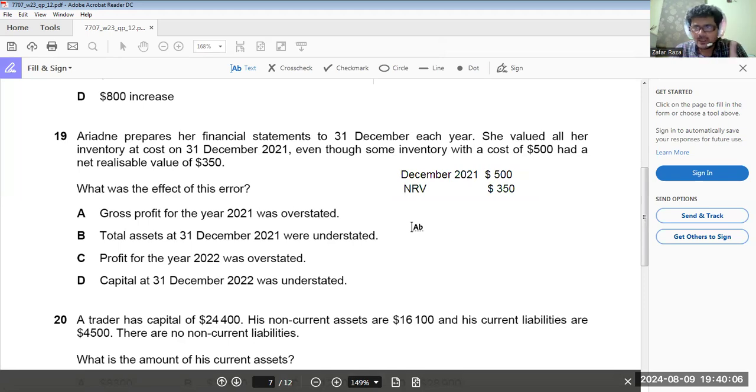Now, she was supposed to keep closing inventory at NRV 350, but she did not care about IAS 2 and she recorded the inventory as 500. So closing inventory on December 31st is overstated because of not following IAS 2. It means the gross profit for this year is going to be overstated, because closing inventory is deducted from cost of sales. If we deduct more closing inventory, our cost of sales will be decreased and our gross profit is increased. So option A should be the answer. Gross profit for 2021 is going to be overstated.